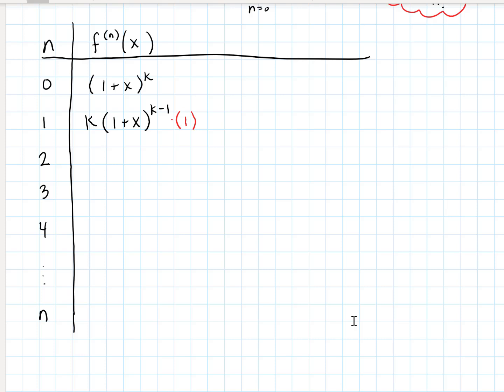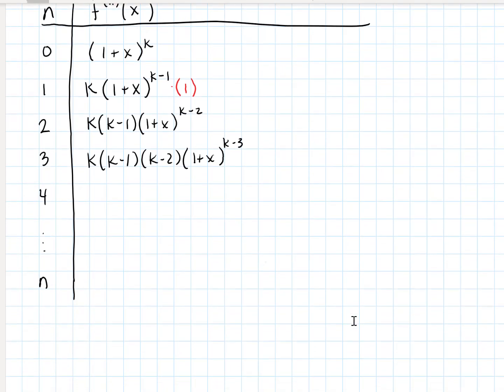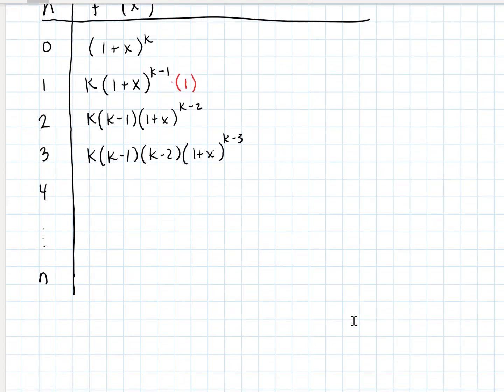Then for the second derivative, we continue, and we're going to get k times, again we bring down the power, (k-1), and then we have (1 + x)^(k-2). And for the third derivative, we're going to have k times (k-1) times (k-2) times (1 + x)^(k-3). And that might actually be enough to see what's happening with this pattern. Notice that we're getting a product of factors as we continue to bring down the powers. So we have a product of 3 factors here.